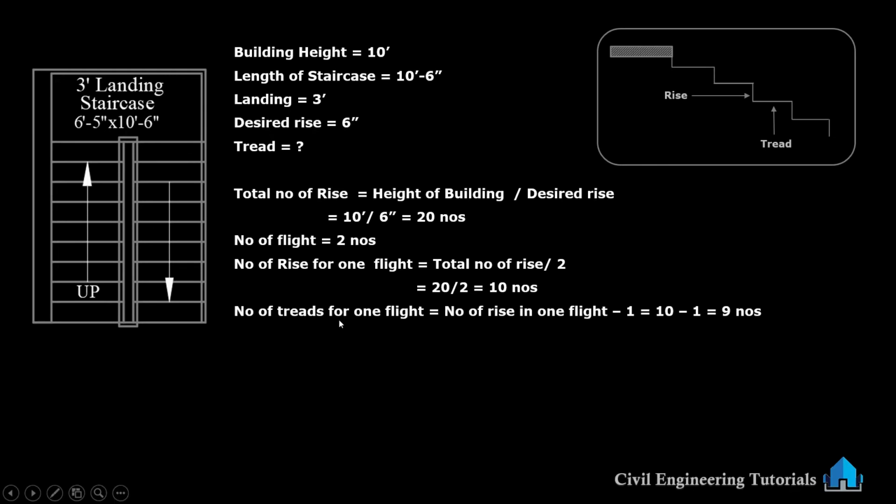Now, number of treads for one flight. Number of rise for one flight we have calculated as 10 numbers. Number of treads for one flight is number of rise in one flight minus 1.